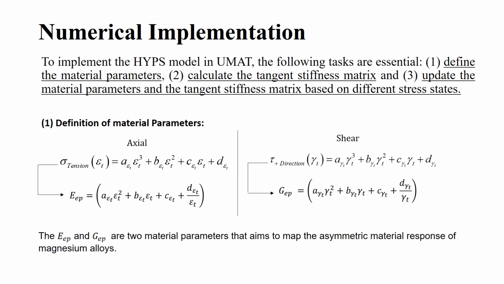In the same way, G is another material parameter and corresponds to the shear elastic-plastic modulus. It expresses the elastic shear modulus in the elastic domain and the elastic-plastic shear modulus in plasticity.